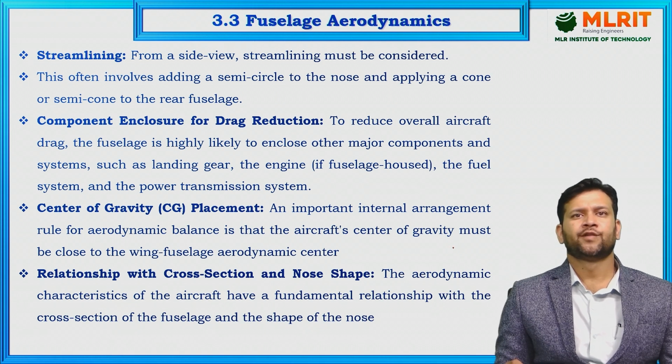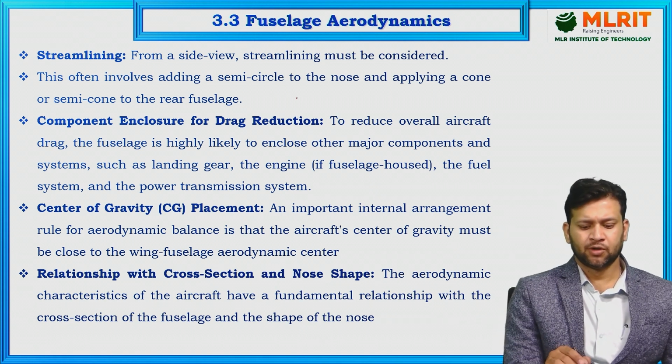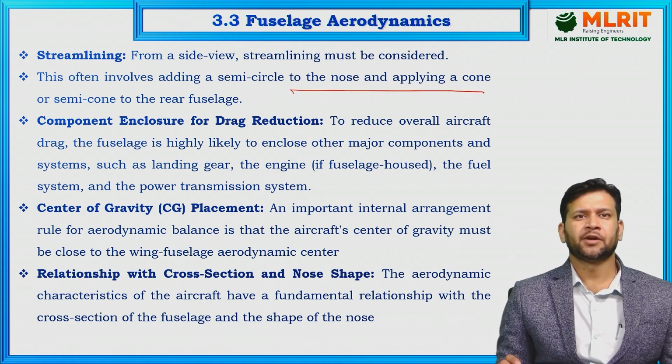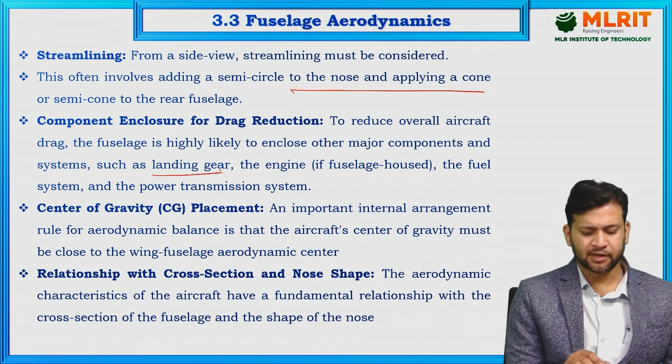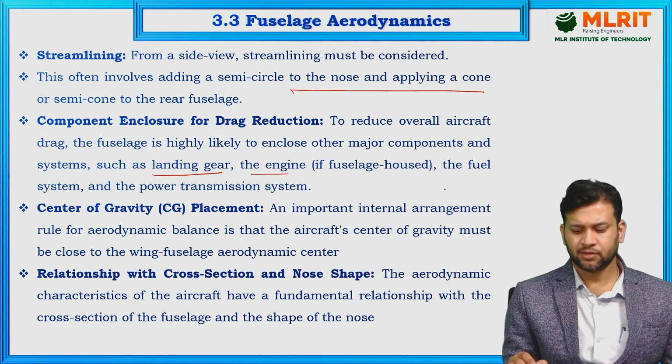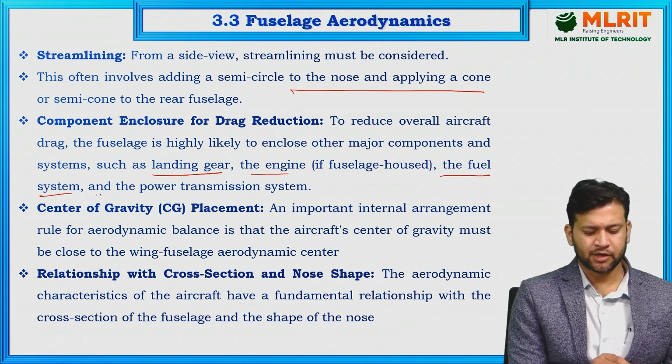Streamlining. From a side view, streamlining must be considered, which often involves adding a semicircle to the nose and applying a cone or semi-cone to the rear fuselage. Component enclosure for drag reduction. To reduce overall aircraft drag, the fuselage is highly likely to enclose other major components and systems such as landing gear, the engine, the fuel system and the power transmission system.